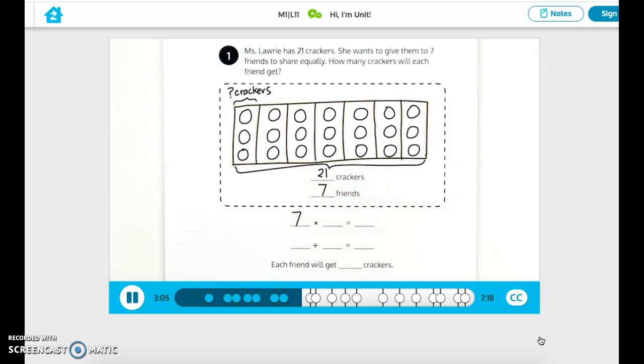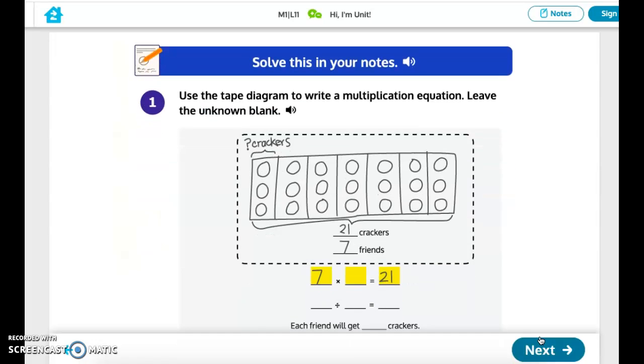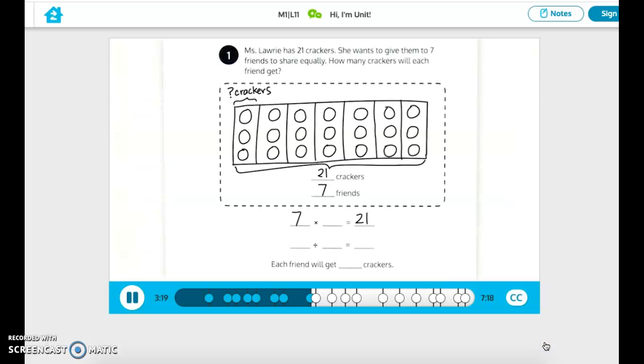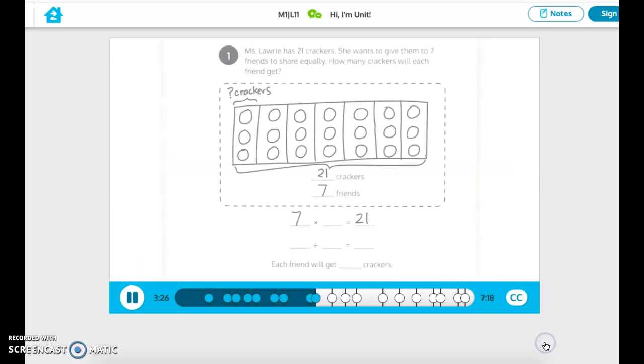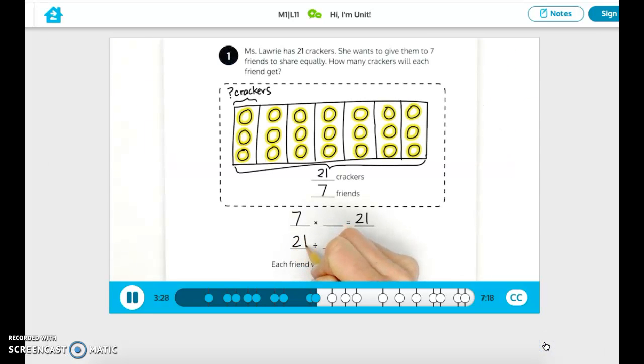7 friends times the number of crackers for each friend equals 21 total crackers. I left this factor blank because it's our unknown. You try. Now, use the tape diagram to write a division equation that shows the unknown. 21 total crackers divided between 7 friends equals our unknown. The unknown in each equation represents the number of crackers each friend will get.